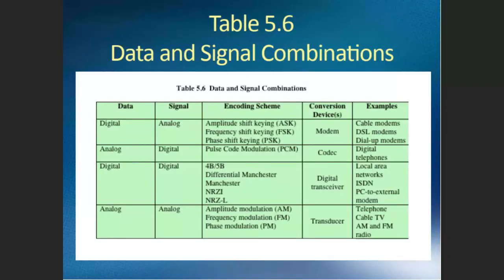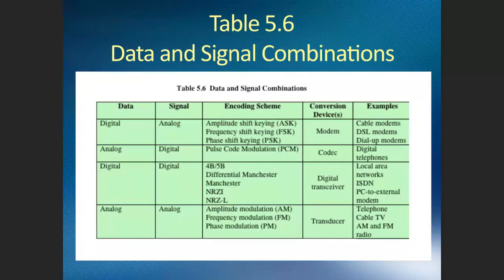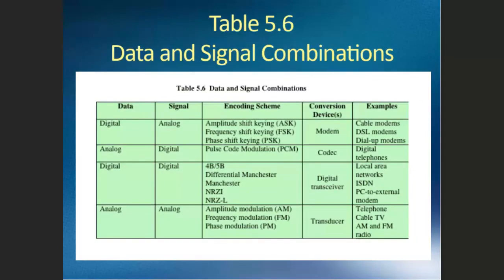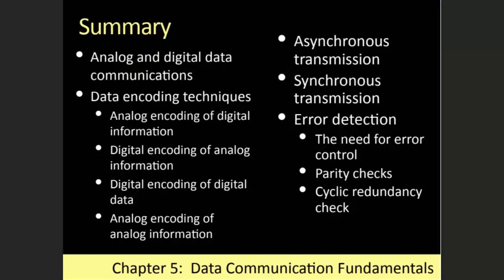This is here a summary of what we have studied in this chapter with the devices that are used. So codec for analog to digital, modem for digital to analog, and these are examples of the device names that we just talked about. And the encoding schemes. For digital to digital, we use Manchester, differential Manchester, NRZ-L or NRZ-I. Okay. This is the summary. Now I will stop here.